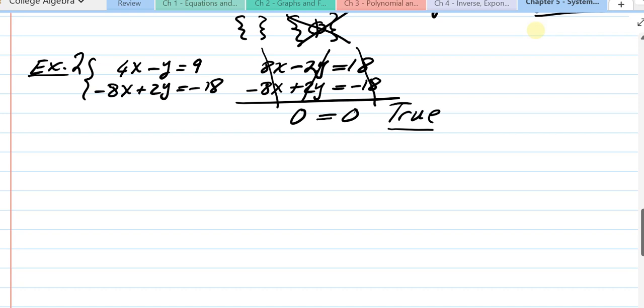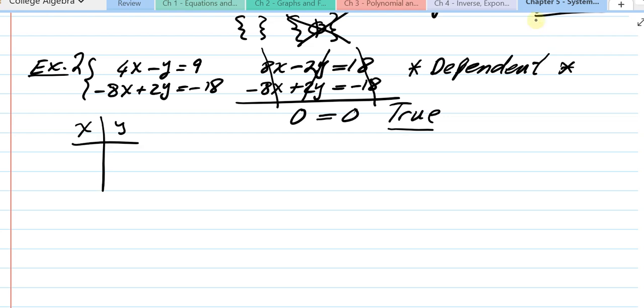And because we have a true statement but no variable to work with, this is the sign of a dependent system. That means those two equations, one was a constant multiple of the other. That's a dependent system. Again, that's just to label the system. Remember, dependent systems are also consistent. Therefore, they have infinite solutions. So if there are infinite solutions, can we find a couple of them? Sure.